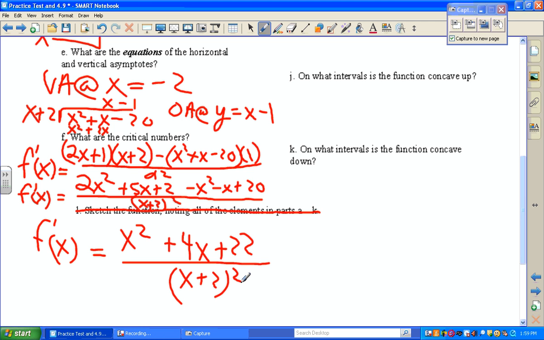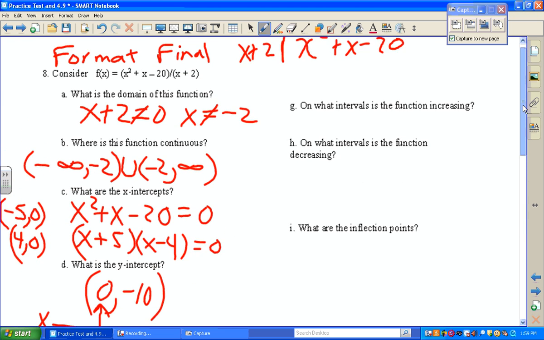Oh my gosh, what did you get for the critical numbers? They're all non-real? You got -2? Right, it's already an asymptote, so I wouldn't even have to worry about it. So there's no critical number? That's a bad function. That's not very fun when that happens.